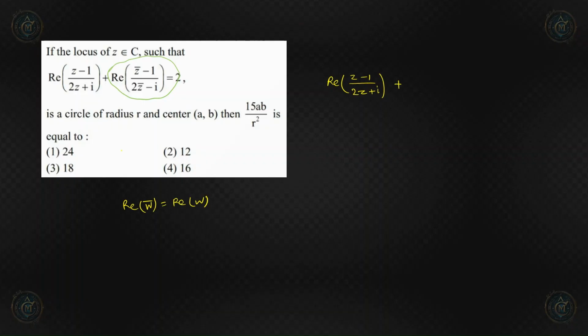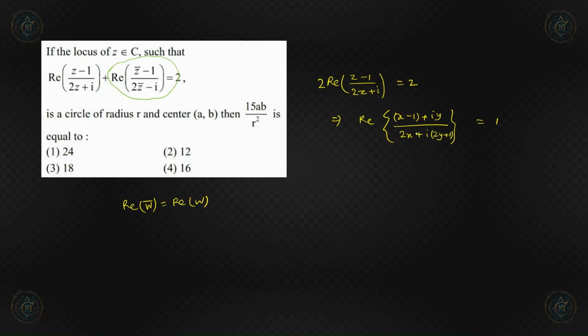We all know this property, so we can use it here. This will be nothing but 2 times the real part of this complex number, and this will be equal to 2. That means the real part of (z minus 1) divided by (2z plus iota) will be equal to 1. So let us calculate this. It will be (x minus 1 plus iota y) divided by 2x plus 2 iota y plus iota, that means 2x plus iota times (2y plus 1).